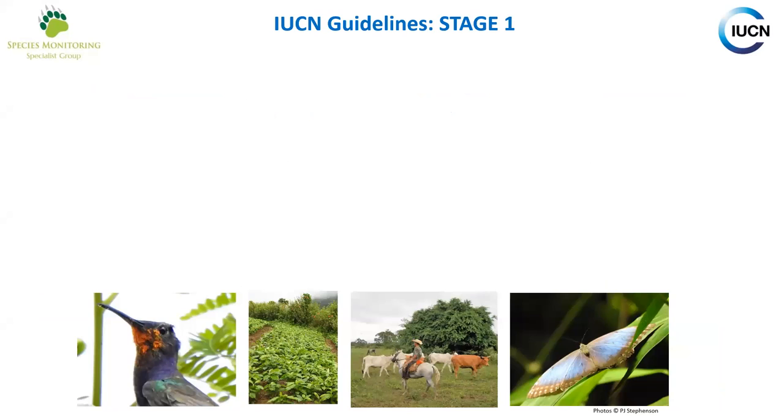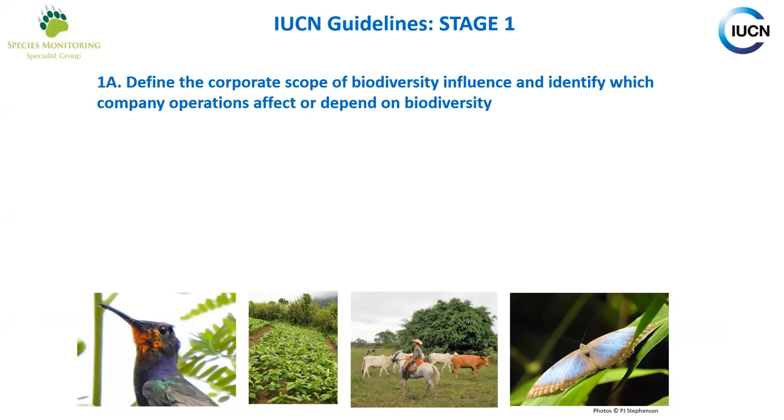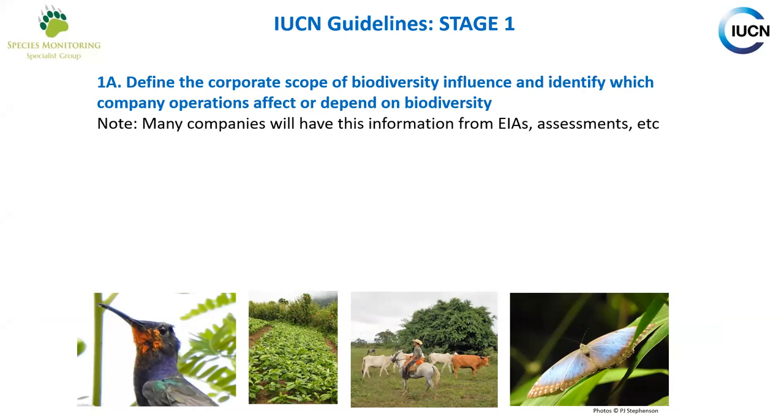So the first step in this stage is about defining the corporate scope of biodiversity influence. This is a concept similar to the one used in other standards and guidelines, so it will be familiar to some companies already, and many companies will also have the information they need from EIAs and other assessments.